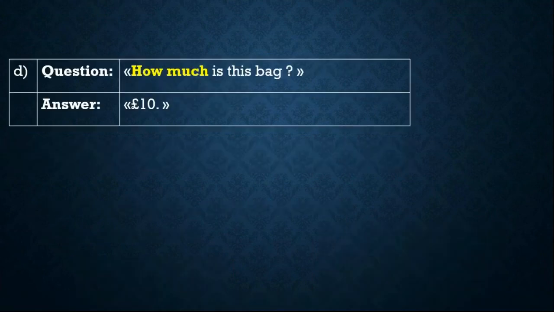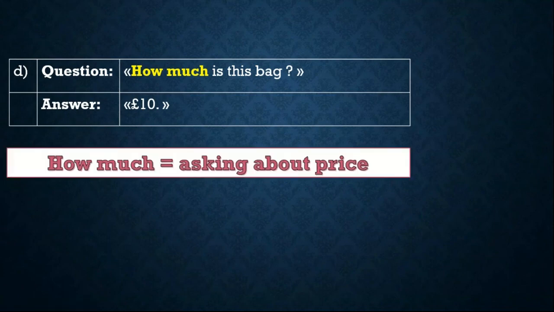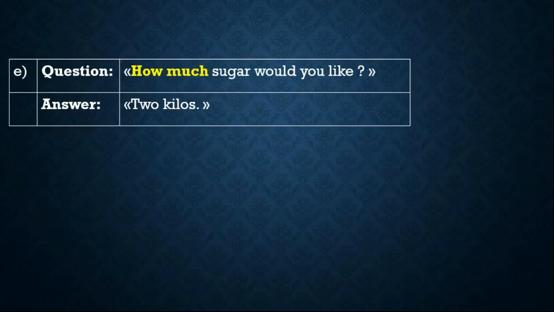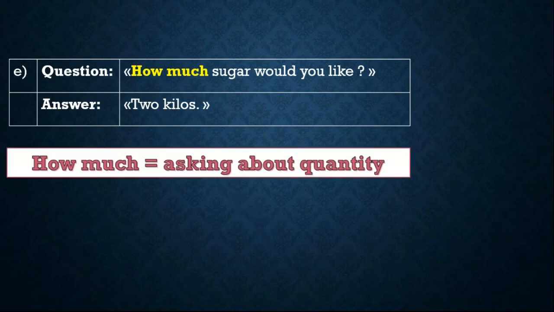How much is this bag? It's 10 pounds. So what are you asking about here? Asking about how much? Price. Okay, another example. How much is a packet of flour in Tunisia? 700 millimes. How much sugar would you like? 2 kilos. Asking about what here? Quantity. All right.